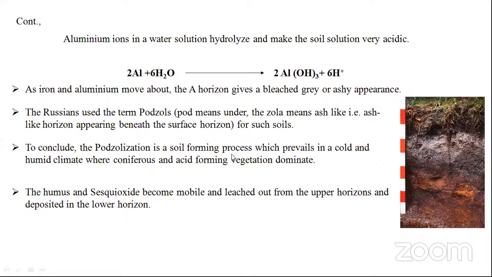There will be a dissociation of water molecules taking place, so H plus and OH minus are available in plenty. The aluminum will join there. This reaction is very common in acid soils. So in management of acid soils, aluminum management is very important, especially in Bhubaneswar or Odisha conditions where heavy leaching and a lot of rain are there.